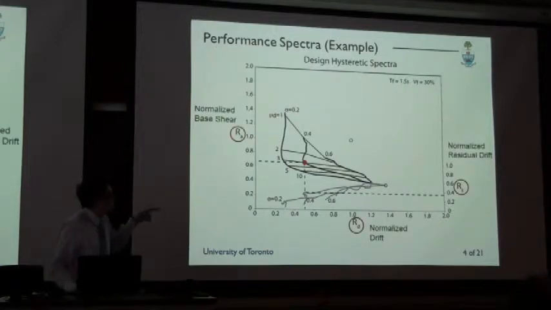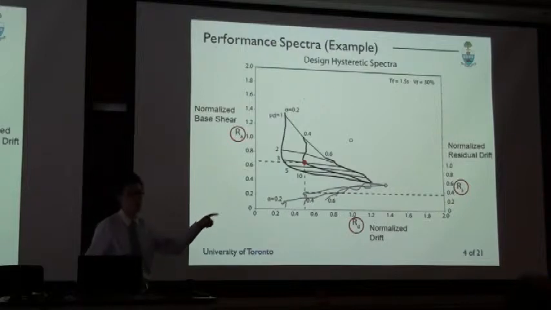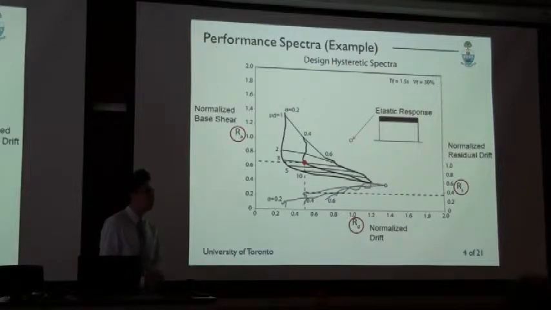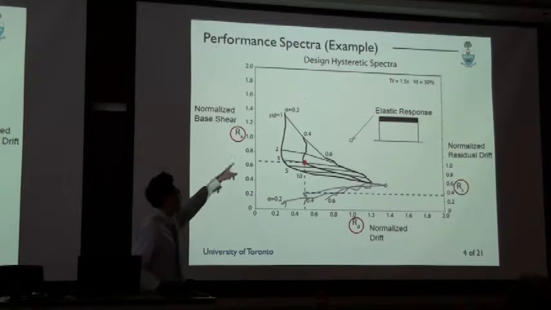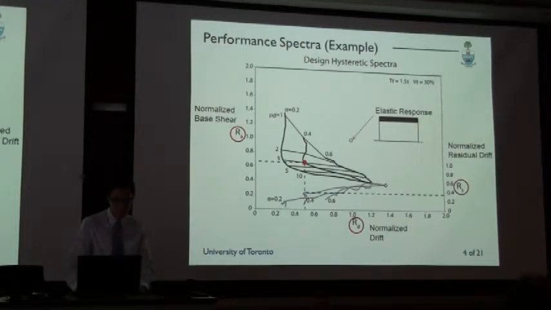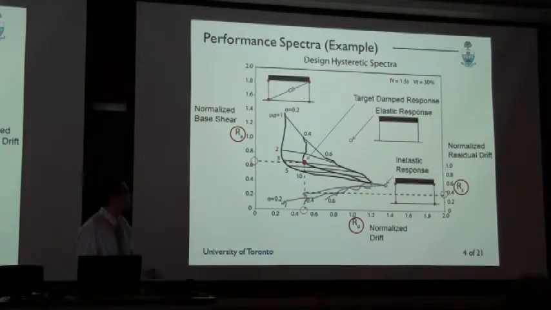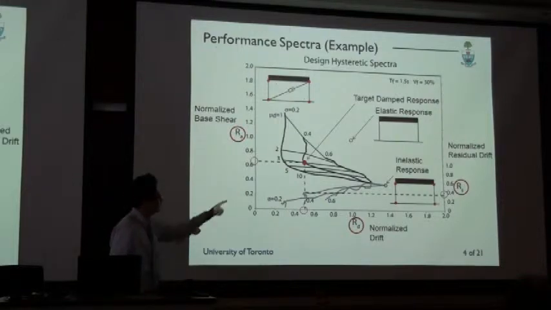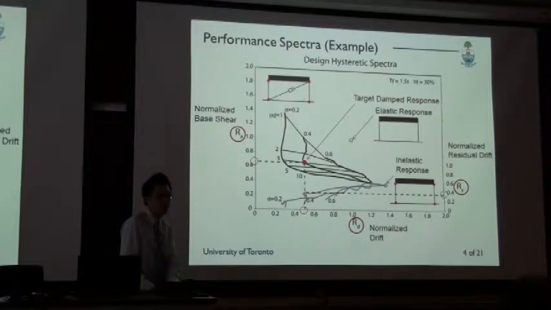So the normalized response axes are normalized base shear acceleration, normalized drift, and normalized residual drift. These responses are normalized in such a way that if you have an undamped structure that's linear elastic, the response will lie at 1 and 1. The inelastic undamped structure will be on your bottom right, and you can see that typically those structures will have a larger displacement response depending on the structural period, obviously, but much lower base shear response.